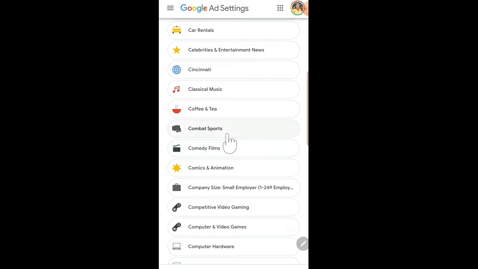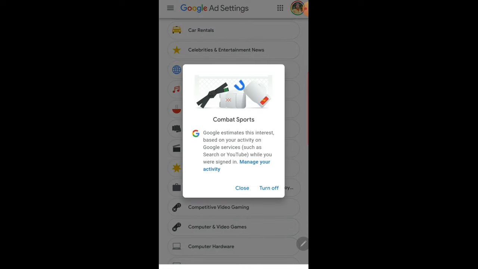But I am curious, does it break it down? It says I'm interested in combat sports, but I'm only interested in MMA. I'm not interested in boxing, for example. Let's see what they say. Google estimates this interest based on your activity on Google services, but no other information than that. So it's a very vague kind of a category.